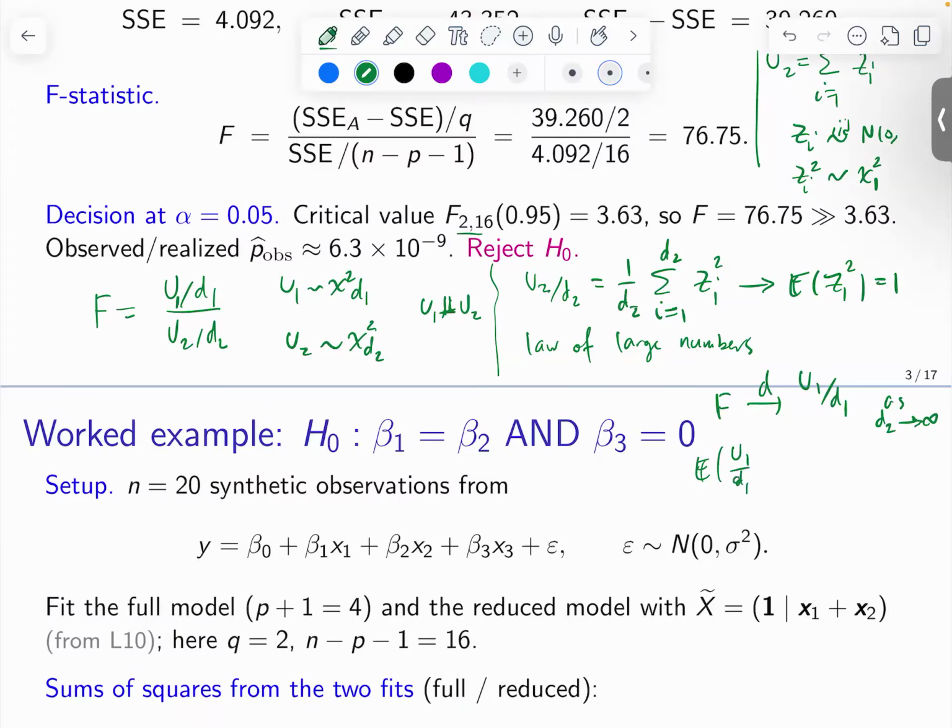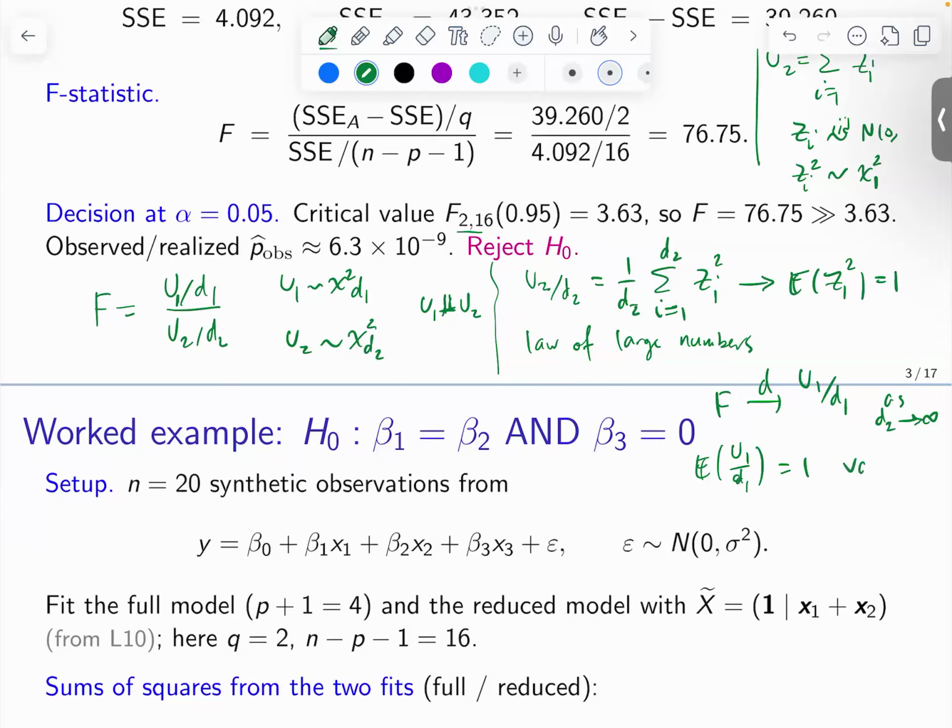And T also behaves similarly. If the degrees of freedom of the T goes to infinity, that denominator goes to 1, so T converges to a normal. This F converges to a normalized chi-squared. So what is the expectation of U1 divided by D1? 1. So the expectation of U1 is D1. And then there's the variance, which you can calculate. Variance of U1 divided by D1 would be 1 over D1 squared times the variance of U1, which is, I believe, 2D1. So you get 2 divided by D1.